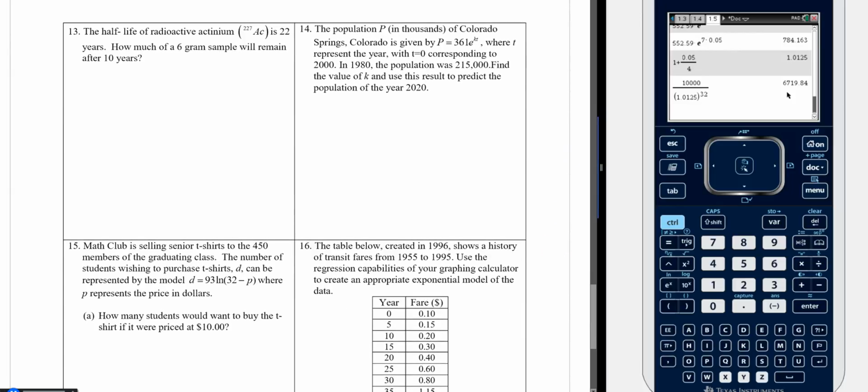Alright, 13. Half-life of radioactive actinium is 22 years. How much of a 6-gram sample will remain after 10 years? So the half-life formula from class is kind of like the compound interest formula, but we set it up as A equals, we'll call it P for principal.